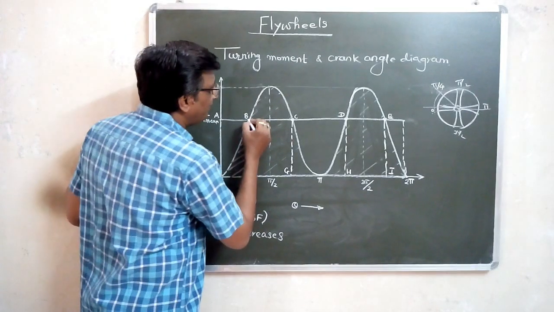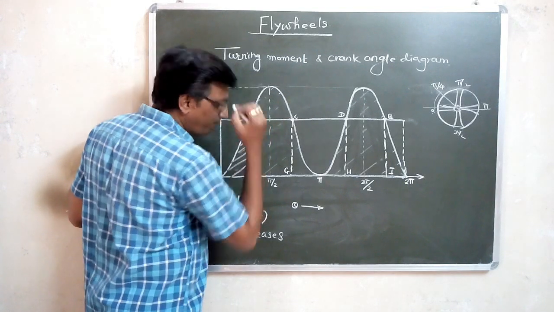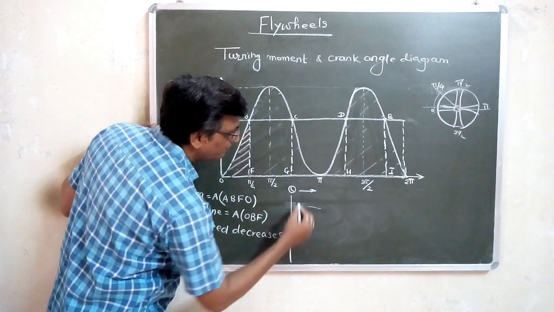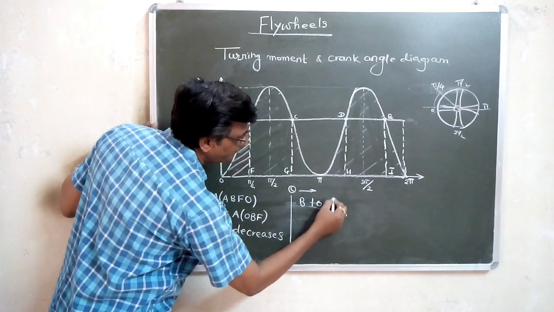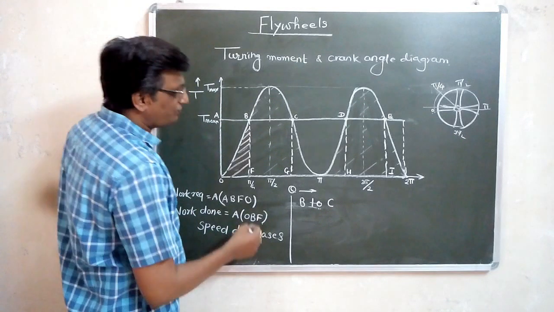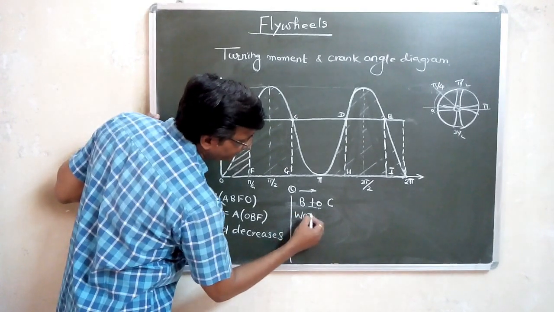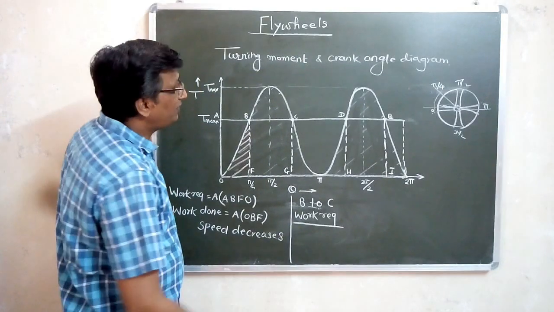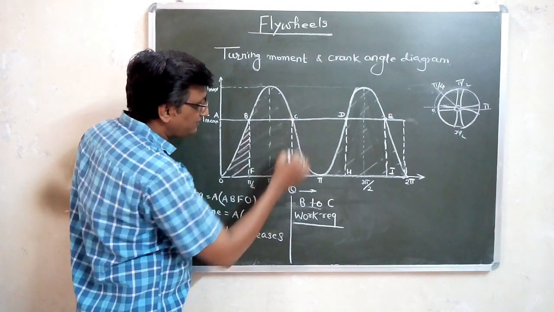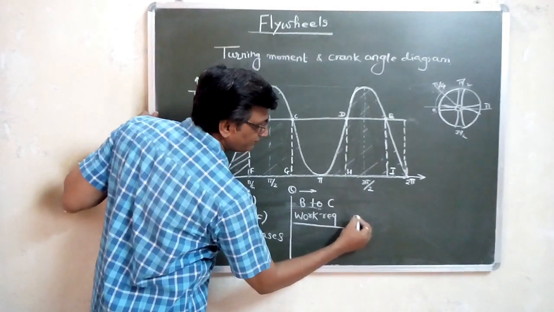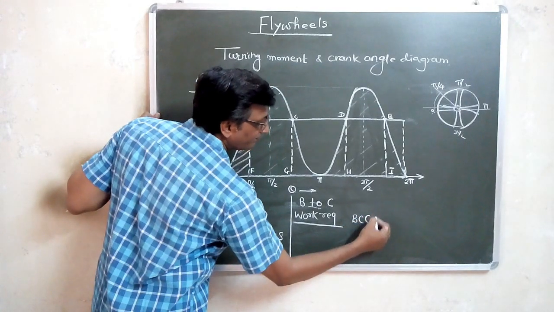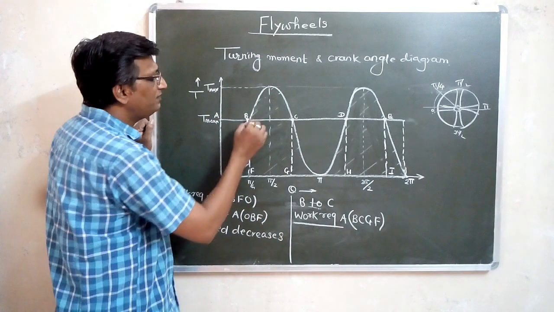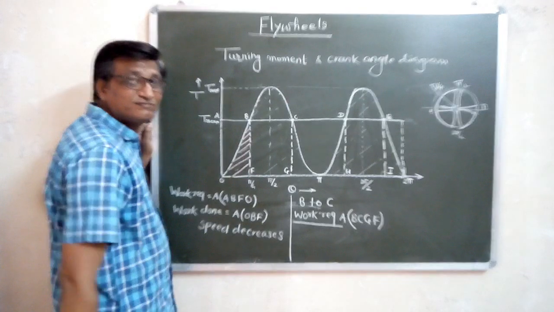Now consider when the flywheel is moving from B to C. Let us take theta from B to C. When the flywheel is moving from B to C, what is the work required here? The work required is the area BCGF.